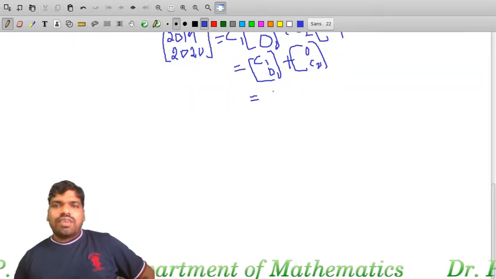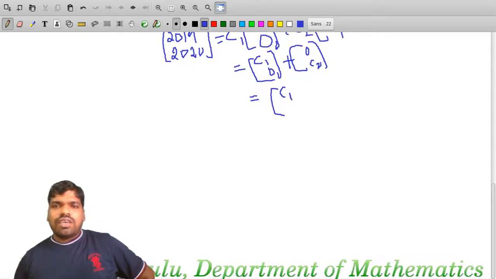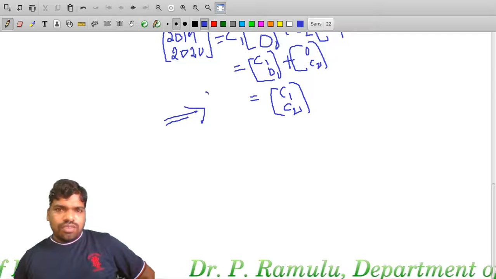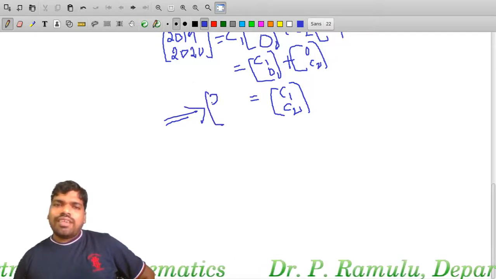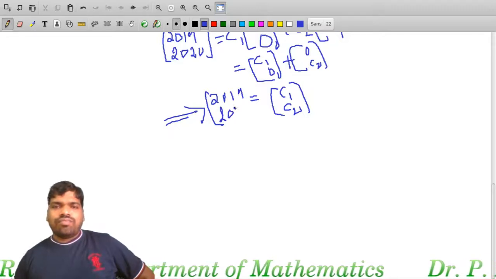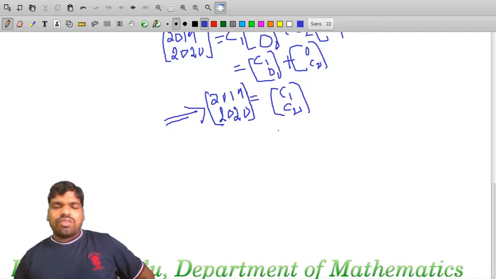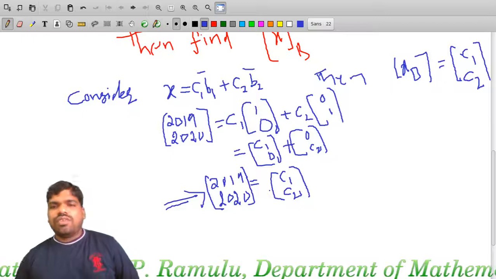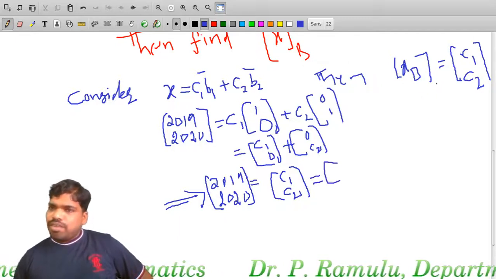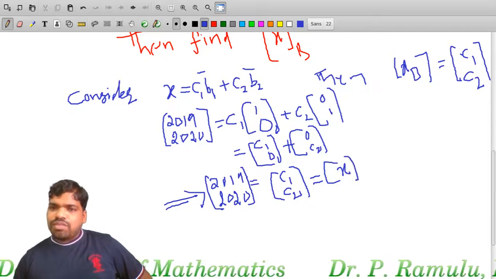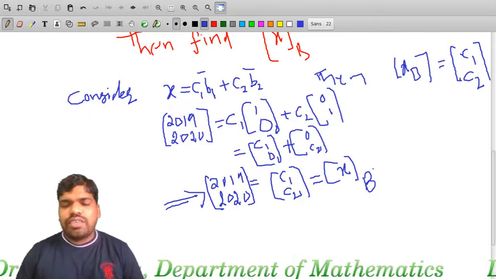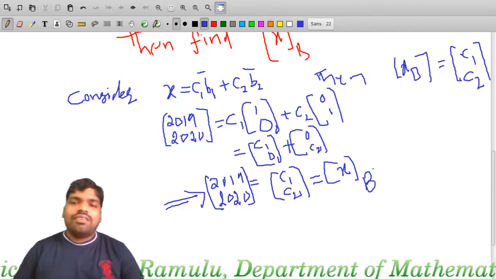So if I add these both things, then what happens here? C1 and C2, which implies, on the left side, what we have here is 2019, 2020. That equals (C1, C2), which is nothing but, as we know, this is X. So X equals C1, C2, that equals XB. Therefore XB is equal to (C1, C2). This is the coordinate matrix related to basis B. This is the simplest problem.